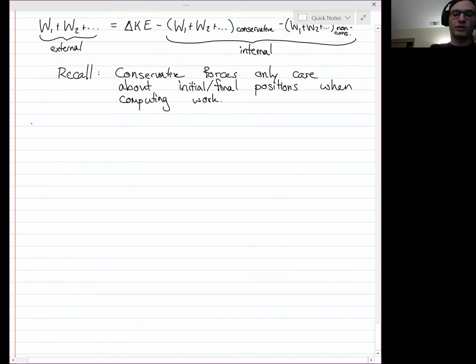So what we can do is define potential energy, which is a new type of energy that you may have seen before in high school. It can be defined as a quantity of energy that a system possesses due to its position.